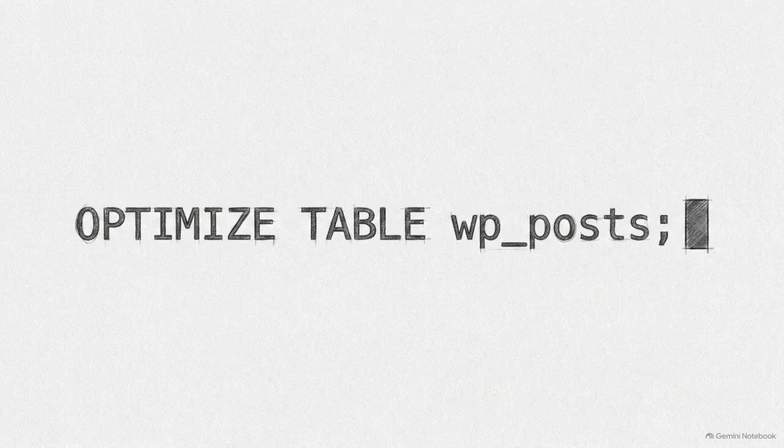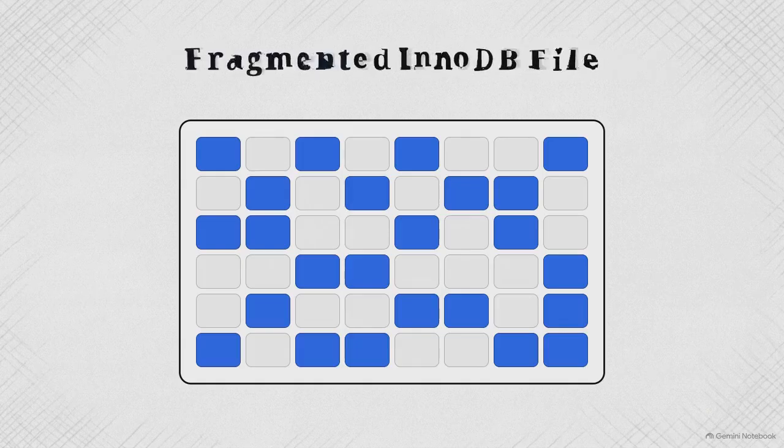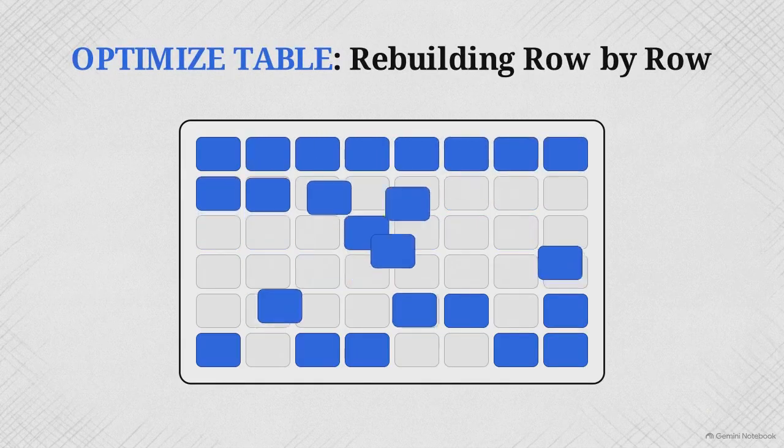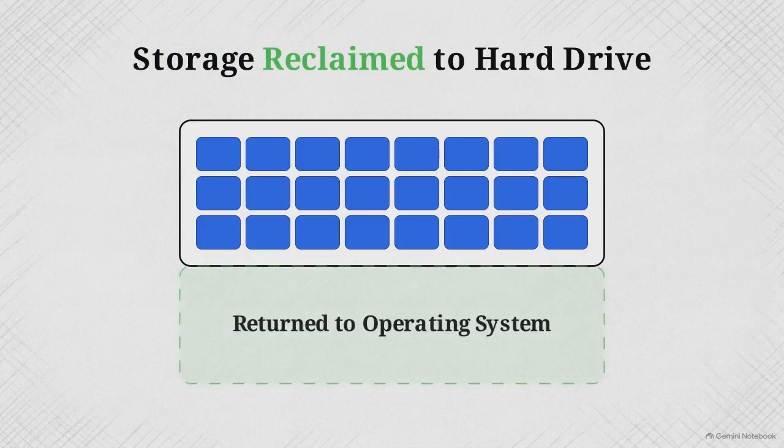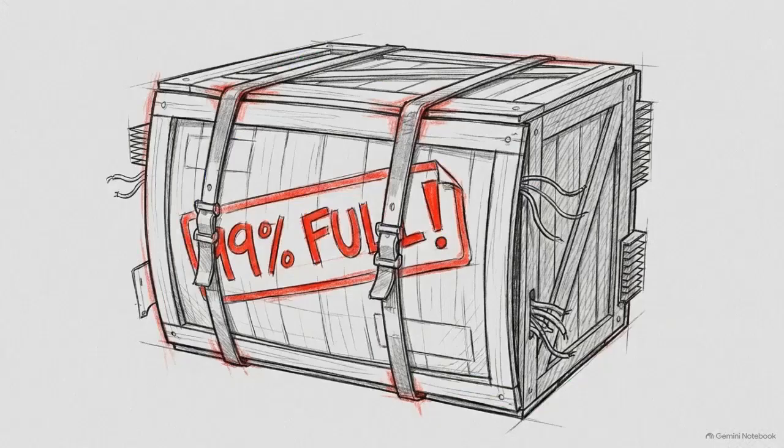To reclaim that physical space, type and execute the optimize table command. This command forces the server to physically rebuild the database file, row by row, condensing the data, and finally returning the empty space to the server's hard drive. Without running this final optimization rebuild, your hosting environment will continue to report the original inflated file size.